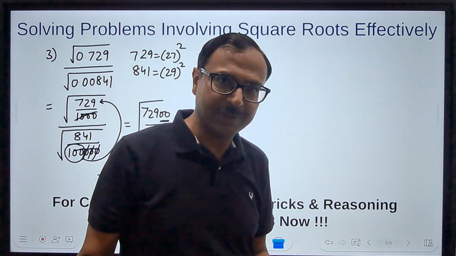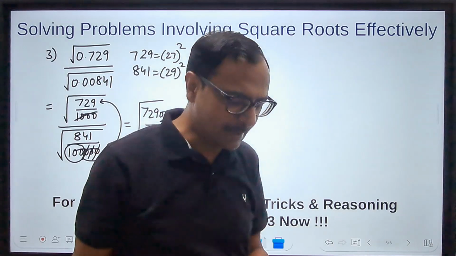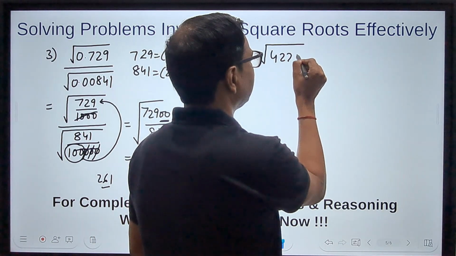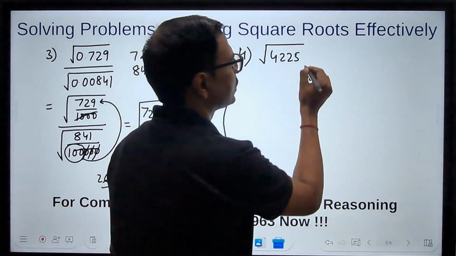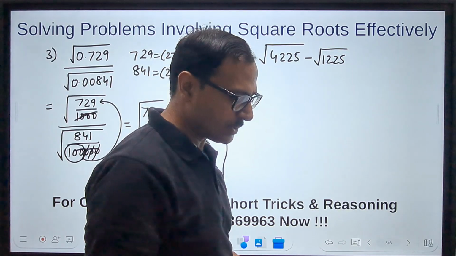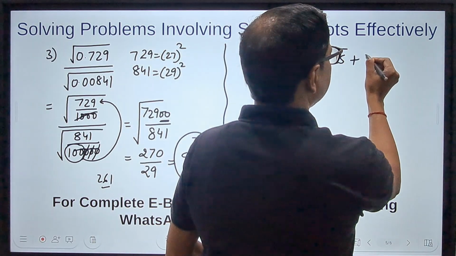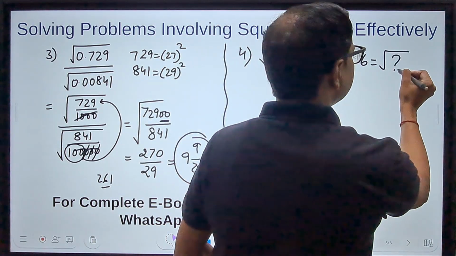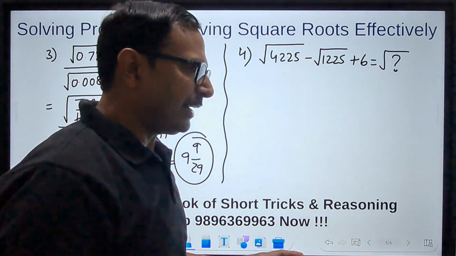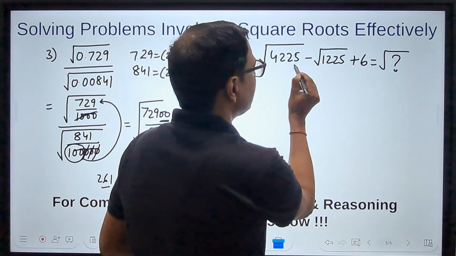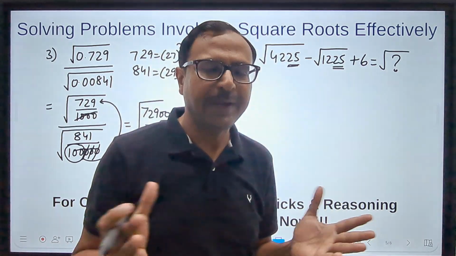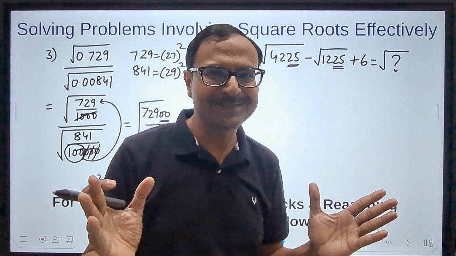This is a previous year question, asked in one of the very prominent exams. So he asked us square root of 4225, right, and minus square root of 1225. These are the two square roots which are given in the question, plus 6 is equal to square root of what number? So we have to fill in the question mark here. So whenever I see a number ending in 25, it becomes so easy for me to find the square root, and that's what is the beauty of short tricks.